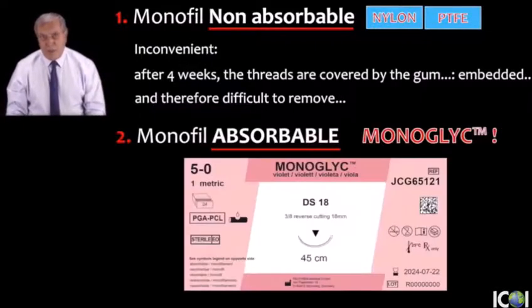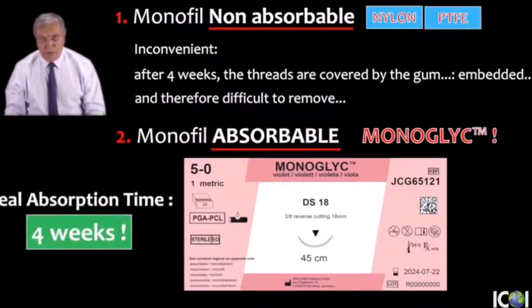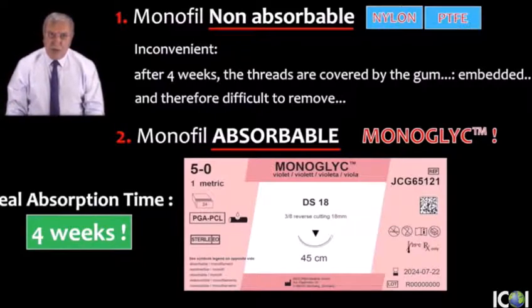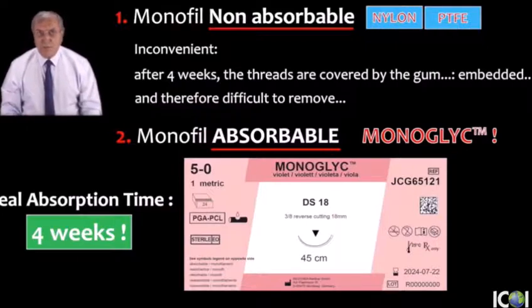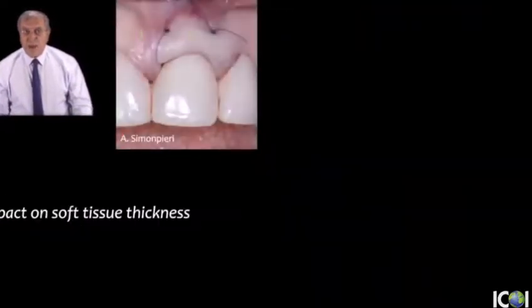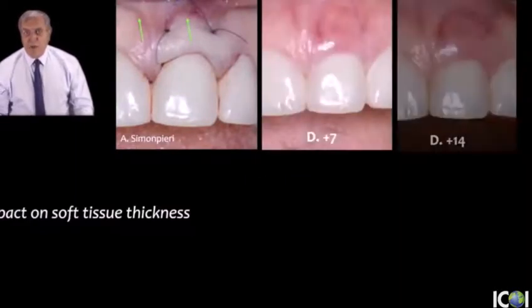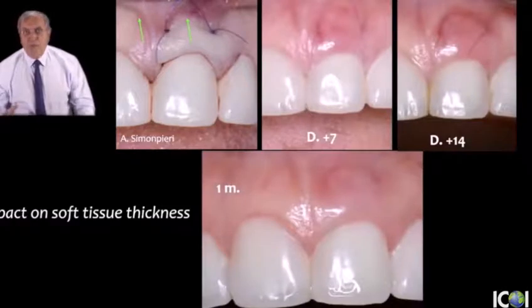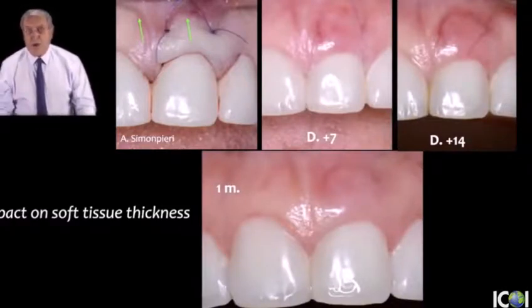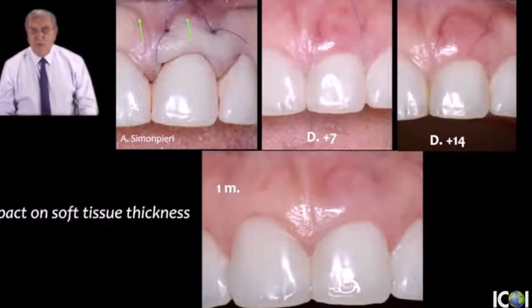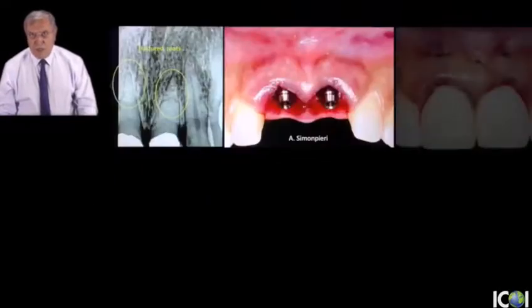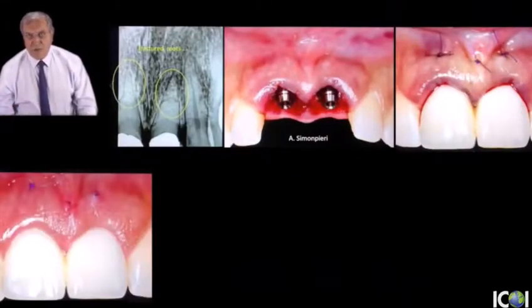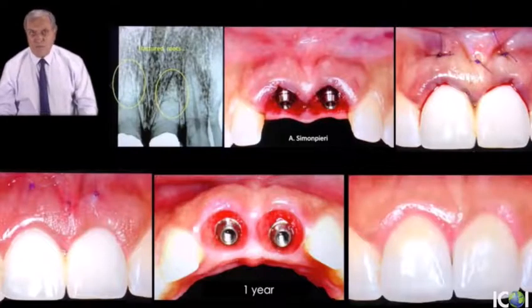I proposed this kind of suture almost 10 years ago because we can use a specific monofilament which has an ideal absorption time, 4 weeks. And then we can see the impact on soft tissue thickness. When we use a monofilament and we leave it for 4 weeks, but we don't remove it because it's resorbable after 4 weeks, then we can achieve a very nice thickness of soft tissue. This is what we do daily. We fix the flap and we leave the suture for at least 1 month.